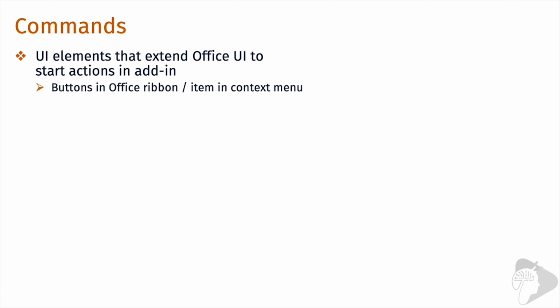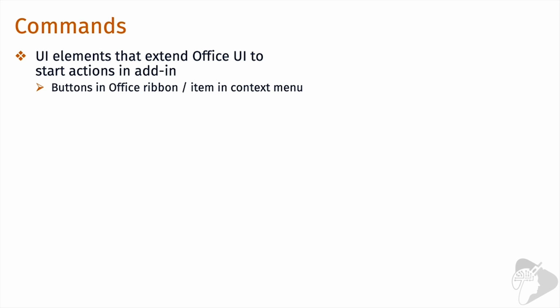Now, the last thing I want to touch on right here is about commands. An add-in command is a UI element that extends the Office UI and gives us a start action for our add-in. You can use an add-in command to add a button to the ribbon or an item to the context menu or any of those kinds of things. When a user selects an add-in command, they initiate actions such as running JavaScript code or showing a page of the add-in in a task pane.